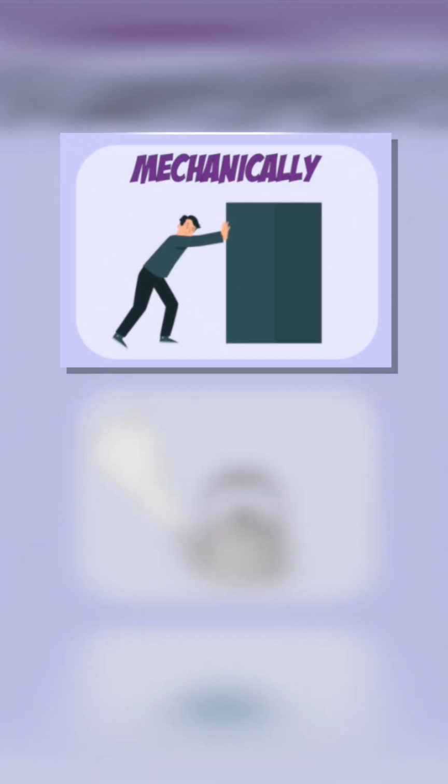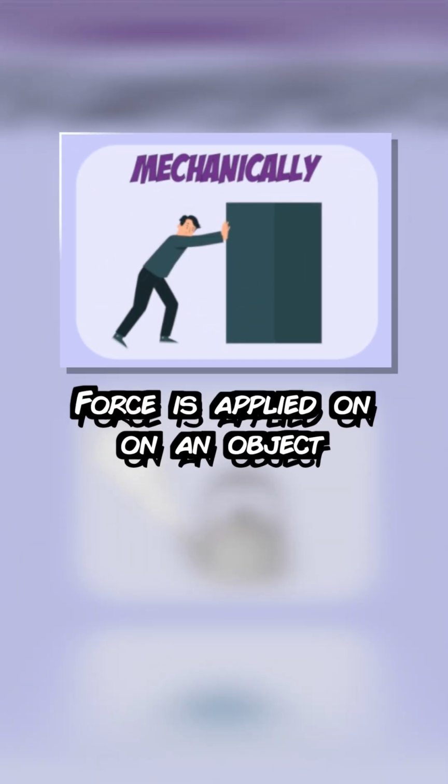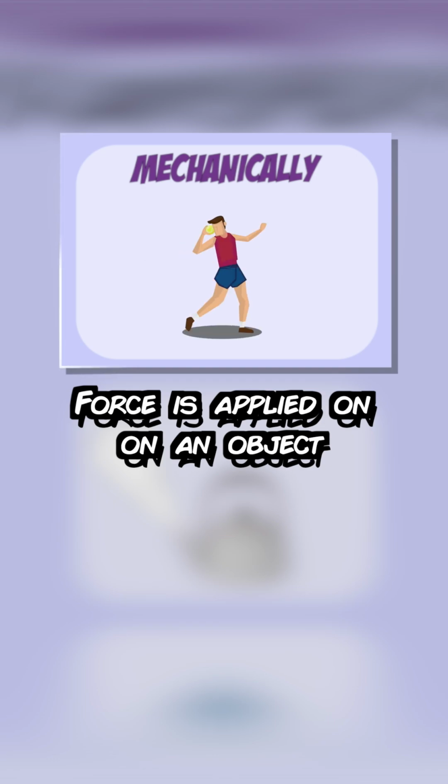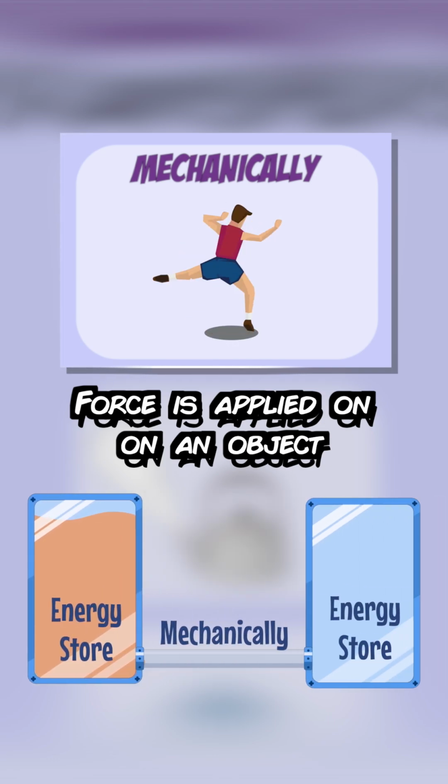The first is mechanically, where a force is applied on an object. So for example, when a person throws a ball, energy is transferred mechanically from the chemical energy stores of the person, from the food that they eat, to the kinetic energy stores of the ball.